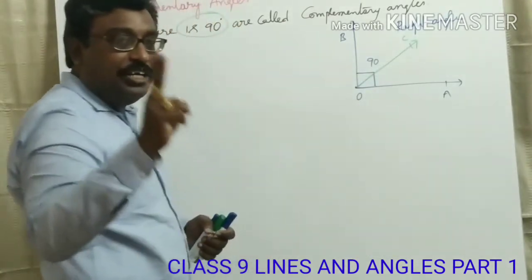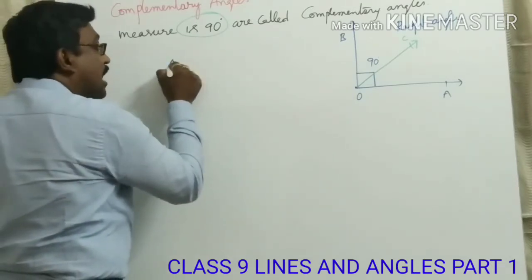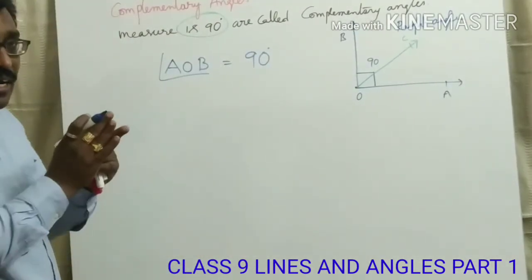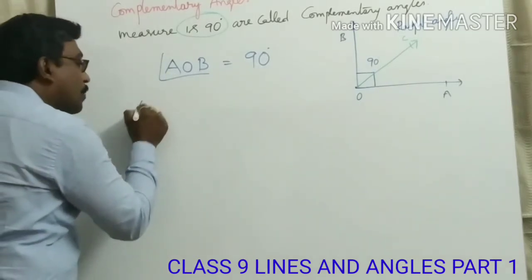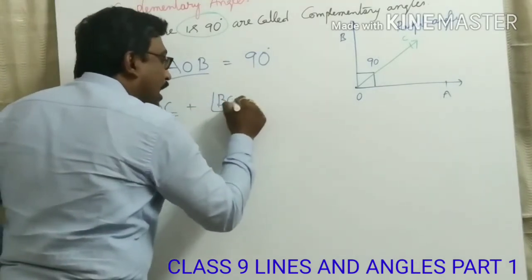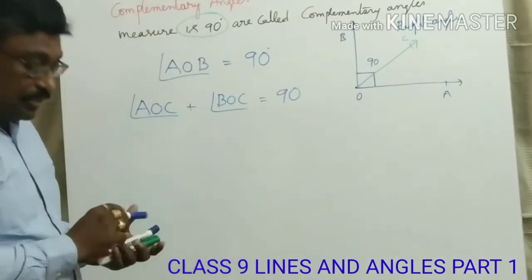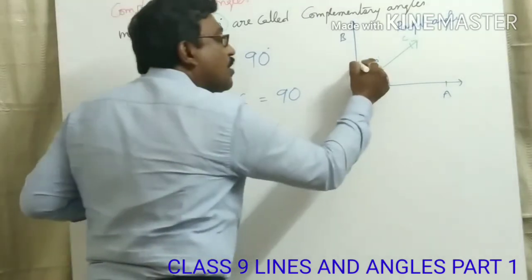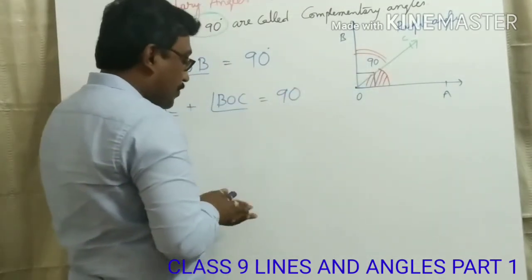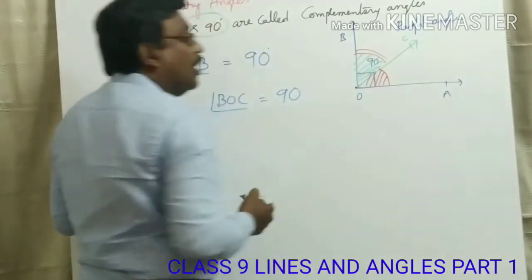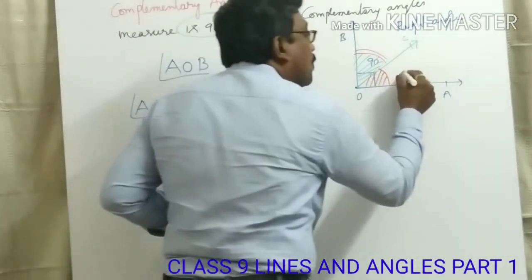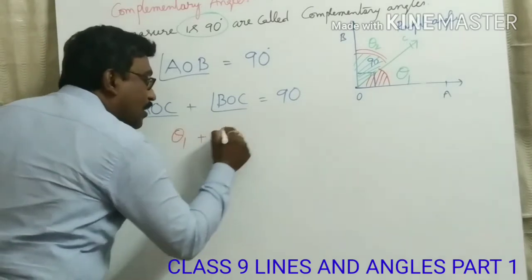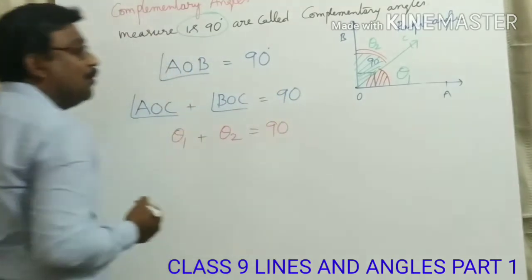Now, this angle is divided into two parts. What is the angle? The first angle, angle AOB, is 90 degrees. Now, OC is a ray that divides angle AOB into two parts. What are the parts? Angle AOC and angle BOC. Together it is 90 degrees. Suppose we consider this as theta 1 and this as theta 2; that means AOC is theta 1 and BOC is theta 2, and together they equal 90 degrees.